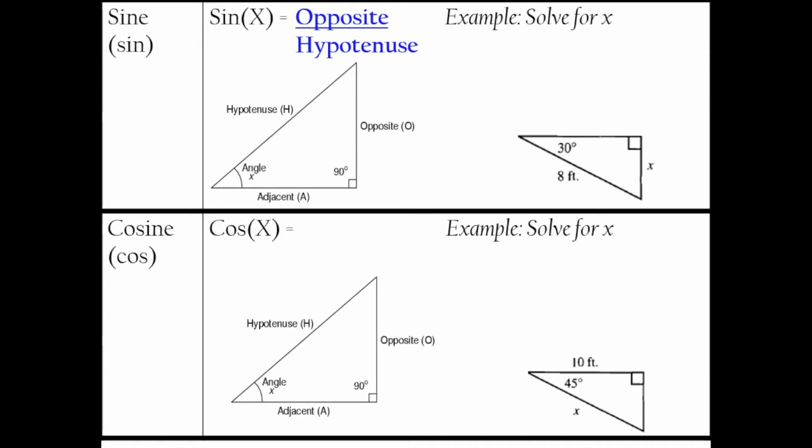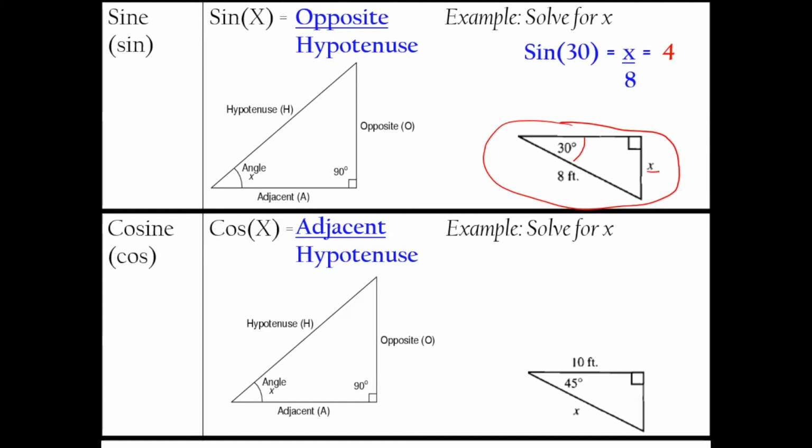Let's take a look at our first example over here, where we have this triangle that has a 30-degree angle, a hypotenuse of 8 feet, and an unknown side over here. So if we list this information into our equation that we just talked about, we get sine of 30 degrees, because 30 degrees is our angle, is equal to opposite. Well, the opposite is unknown. It's this x divided by 8, which is the hypotenuse. We figure out that this is just equal to 4.